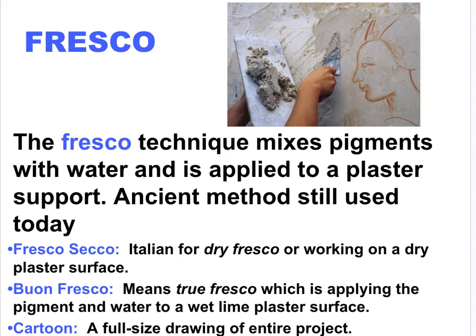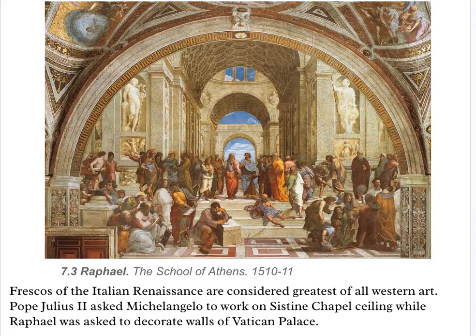So let me show you an image from the Renaissance. This is titled The School of Athens. It's a painting by Raphael, not the Ninja Turtle, but the artist, 1510 to 11. So this is right at the peak of the Renaissance time in Italy. And frescoes were very popular and done frequently at this time period. That was one of the main ways of painting for Renaissance painters.